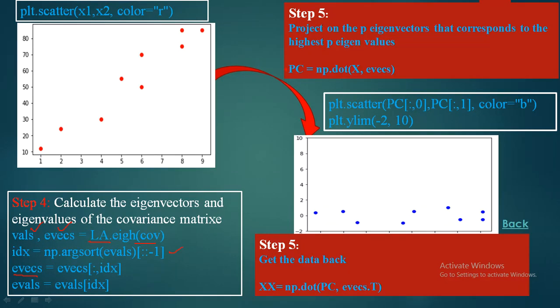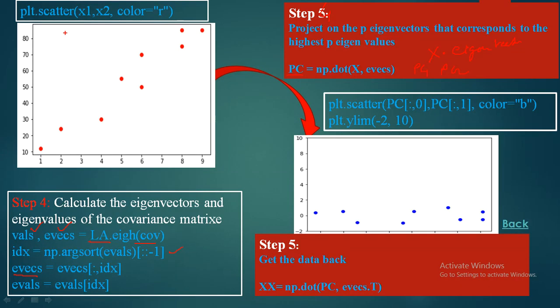Now, next step, that is step 4, compute the principal components, PC. So the principal component is equal to X multiplied by eigenvectors. That is np dot product of X and eigenvectors. Now you will get two components, PC1 and PC2.